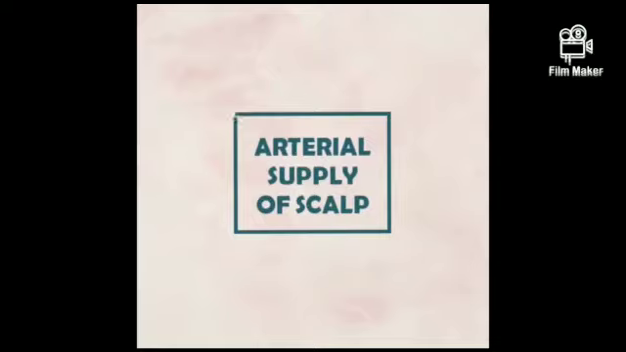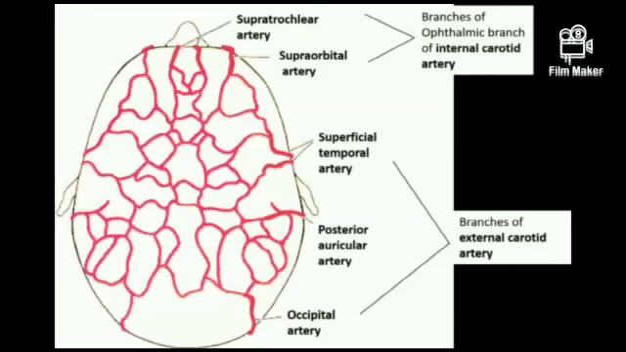Now we will talk about the blood supply to the scalp. There are 5 main arteries that supply the scalp with blood. They include the occipital artery, posterior auricular artery, superficial temporal artery, supraorbital artery, and supratrochlear artery.